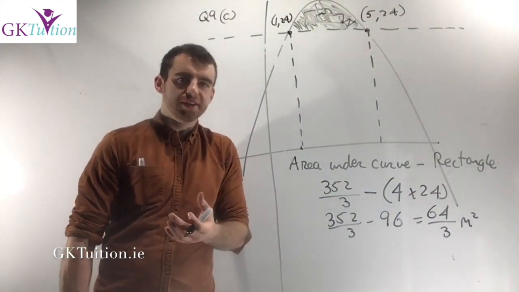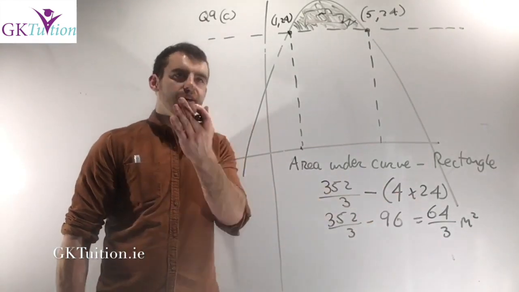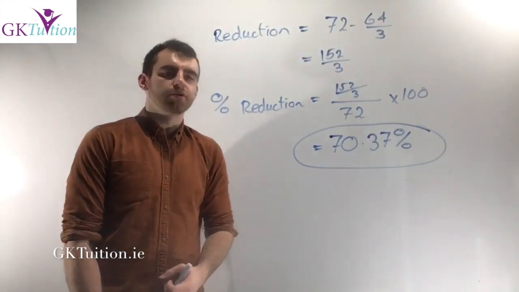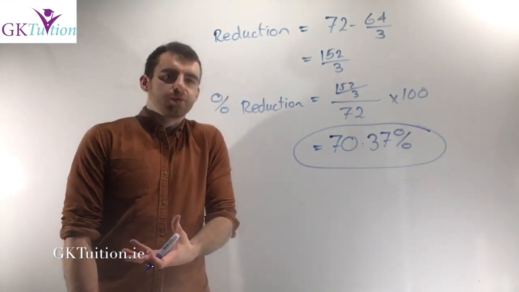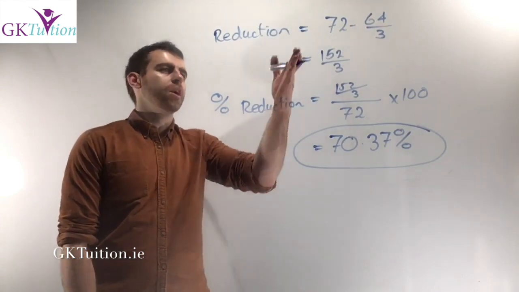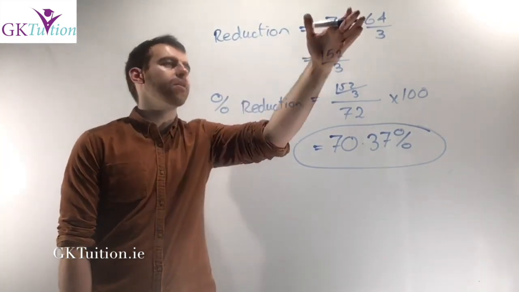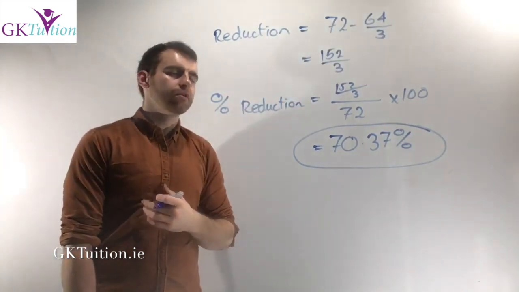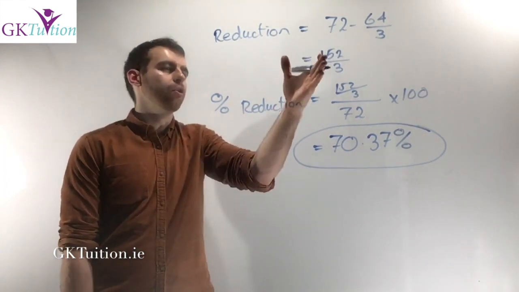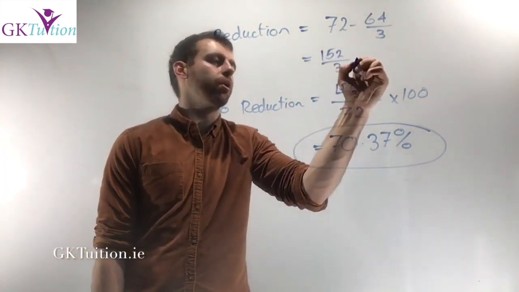So obviously the first thing I need to do here is to work out how much smaller this answer is than my answer from B part 3. From here on out, the maths is quite straightforward. We need to work out the percentage reduction. But first of all, I want the actual reduction. The original answer was 72, but when we moved the line up, the area was 64 over 3. So if I subtract the answer for C from the answer from B, I end up with 152 over 3. That is the actual reduction in meters squared.